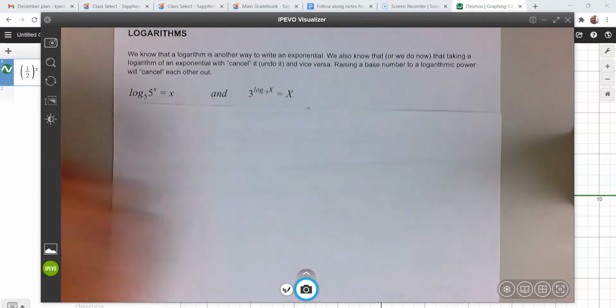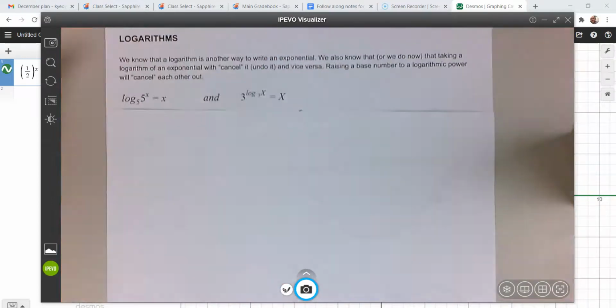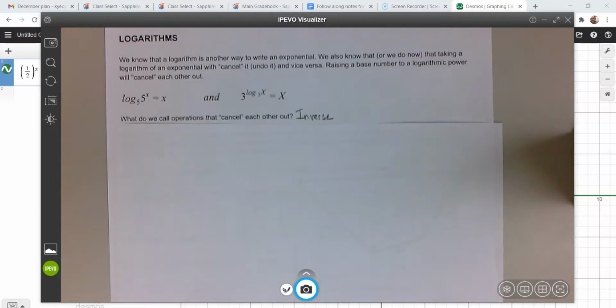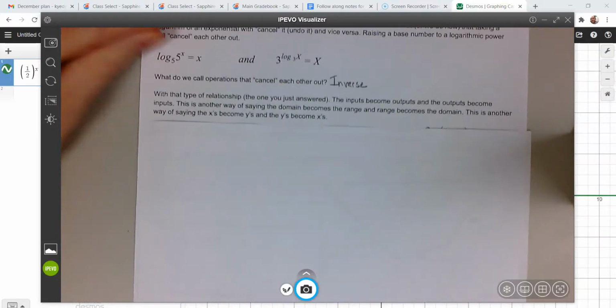So what do we call operations that cancel each other out? We call them inverse operations. And these are inverses. A logarithm and an exponential are inverse operations. They undo each other. So all the things that happened with inverses before, when we were talking inverse sine in our trig class, and we were referencing square roots and squares, those are inverses. All that stuff is going to apply, and that's what's in this next paragraph.